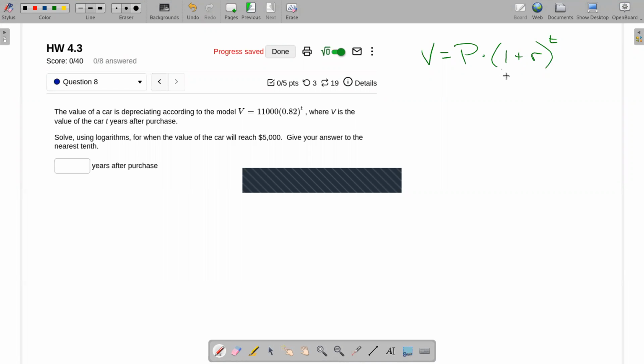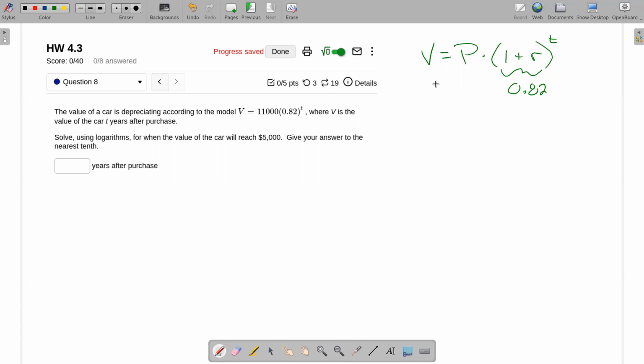Now they're claiming that 1 plus r is 0.82. Since this is less than 1, that tells me my r is negative, which makes sense because this is a depreciation. So the question is, what would I take away from 1 to get 0.82? Well, to figure that out, just take 0.82 away from 1, and you get 0.18, which is 18%. So what I can see here is this is an equation for a car that depreciates by 18% per year.